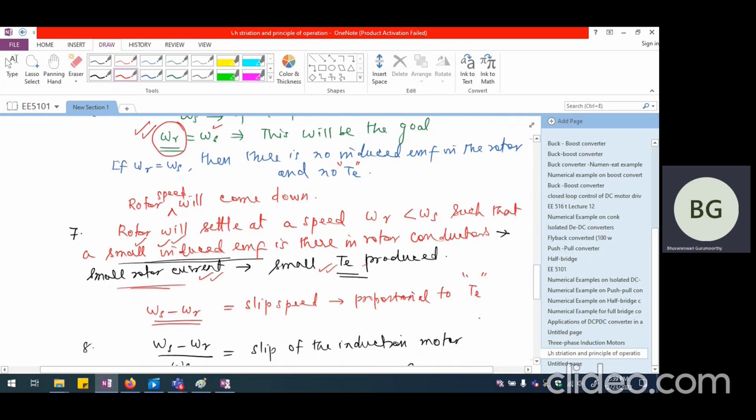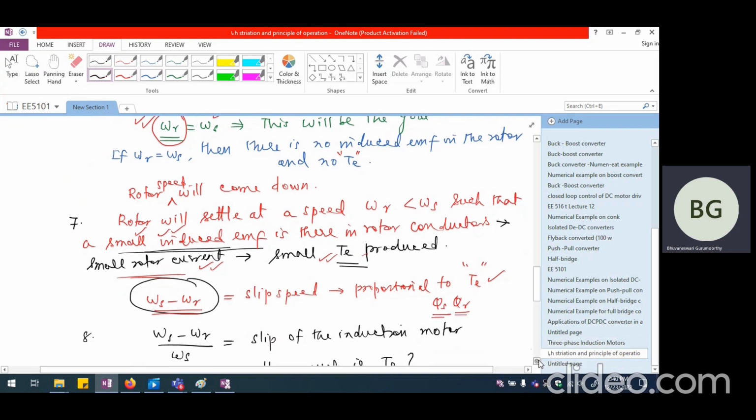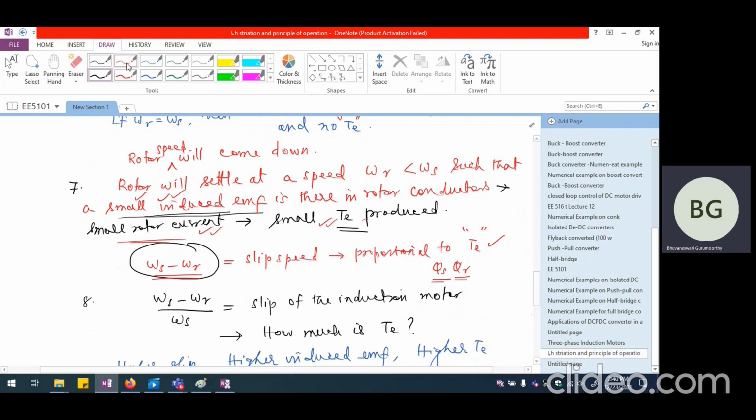So, in general, the torque produced is proportional to the product of phi s and phi r. And phi s is a constant. The stator side flux is going to be a constant, but phi r depends upon the difference between omega s and omega r. So there is a quantity called slip, which is defined for the induction motor as omega s minus omega r divided by omega s.